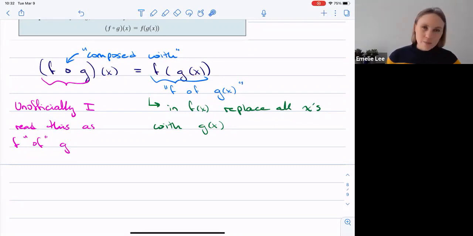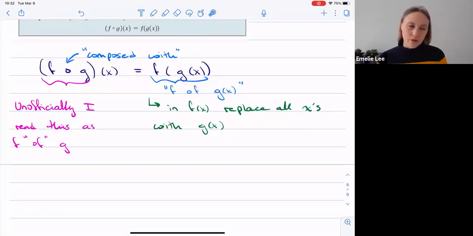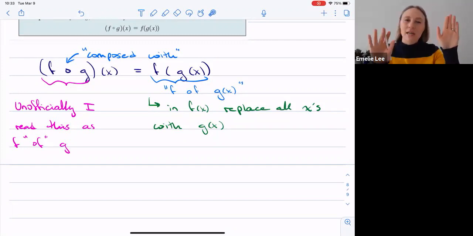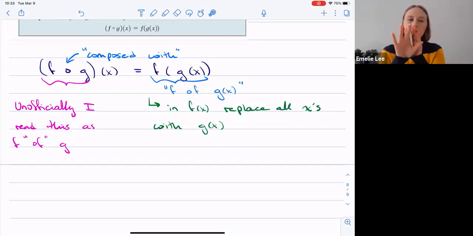There is a note about the domain. The domain of these things can get kind of tricky. So I'm not going to make you find the domains, but we'll talk about them here. What's important is that F is going to have a domain and G is going to have a domain. Before, we were just finding the overlap.